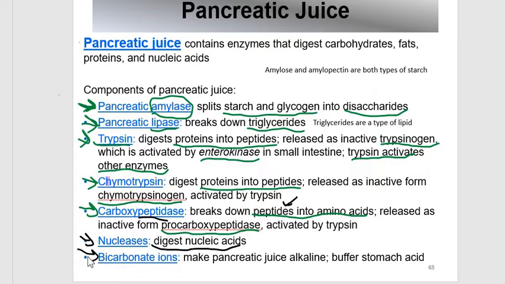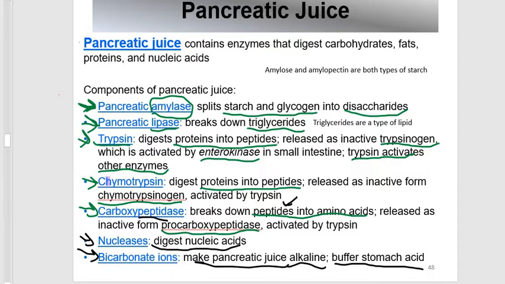And then bicarbonate. Bicarbonate is not an enzyme. Bicarbonate's not breaking anything down. It's just neutralizing acid, though, right? So this is going to make things more alkaline, buffer stomach acid. So again, think about where that pancreatic duct goes.